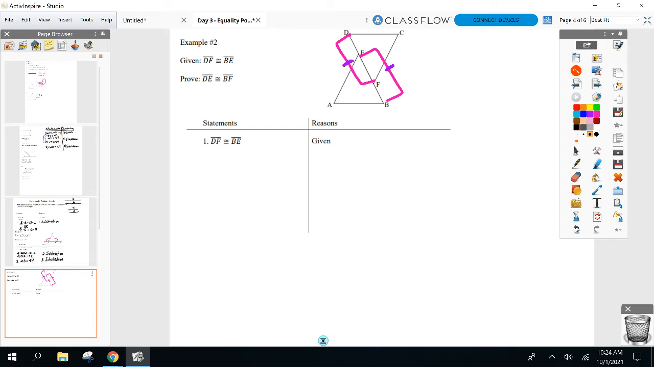Step back, ask yourself, from the givens to the proof statement, are the segments getting bigger or smaller? Smaller. Yeah, they're getting smaller. Everyone can see that. So if they're getting smaller, the only way I can do that is if I subtract something from them. All right, so this is going to be subtraction.